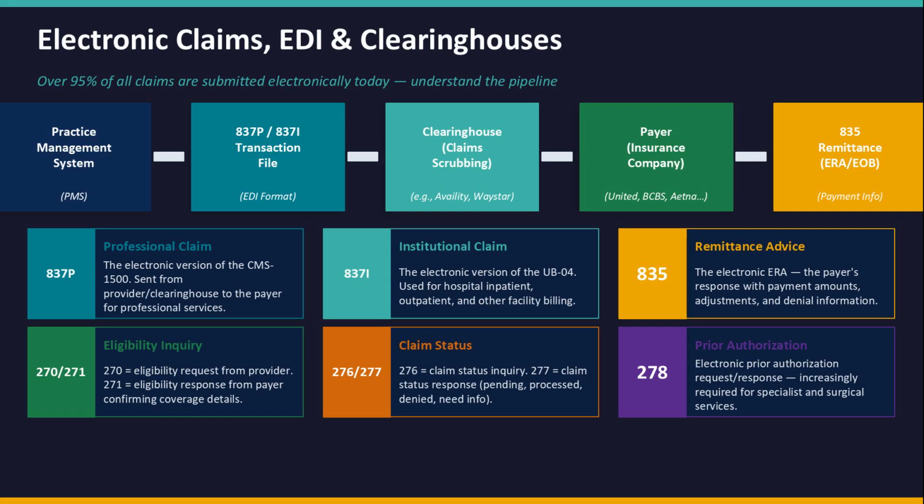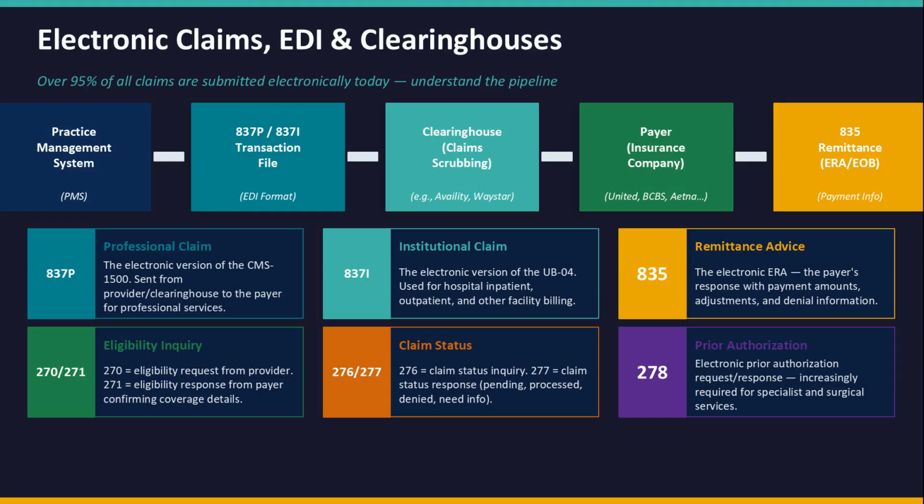The payer, UnitedHealthcare, Blue Cross, Aetna, Medicare, receives the clean claim and runs it through adjudication. They apply the patient's benefits, check for coordination of benefits, and determine what gets paid. The payer sends back an 835 transaction, the Electronic Remittance Advice, or ERA. This contains all the payment details, the adjustments, and any denials.